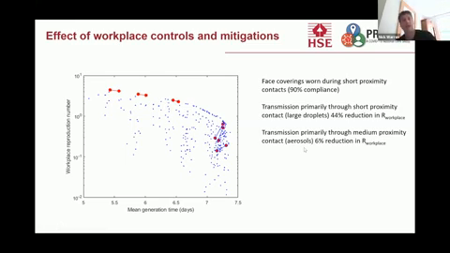Then if we move on to some of the other controls, the picture gets a bit more complex. So face coverings: now the effect depends on the relative importance of transmission via short and medium proximity contacts, which roughly correspond to large droplets versus aerosols. So wearing face coverings just whilst in short proximity with another worker in the workplace, with a high level of compliance, is very effective if most of the transmission is occurring through short contact, or it's fairly effective. It doesn't achieve very much if most of it's via fine aerosols.